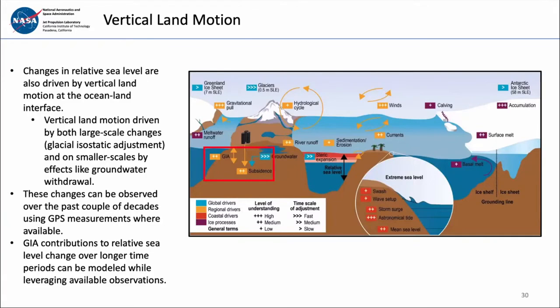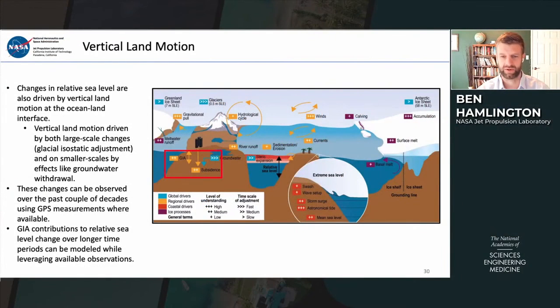And then the last topic here I wanted to cover is vertical land motion. So again, I've made the point that we're concerned about the ocean clearly, but we're also concerned about what's happening on land and in terms of the movement of land relative to the ocean. So vertical land motion is driven by both large scale changes, what we call glacial isostatic adjustment, and also in smaller scales by effects like groundwater withdrawal. So when you pump water out from a particular location, then that area will respond by sinking or subsiding.